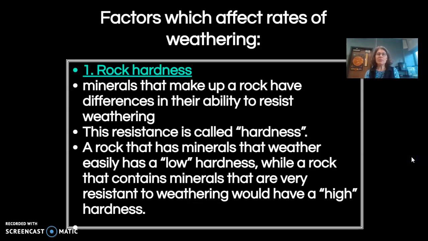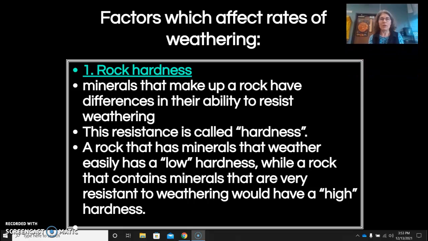The last thing that we're going to talk about here are factors that affect the rate of weathering. So there are three things we'll discuss. One is rock hardness, and this is exactly what it sounds like. It's how difficult it is for a rock to break down. So some minerals are more resistant to weathering than others. That resistance is called hardness.